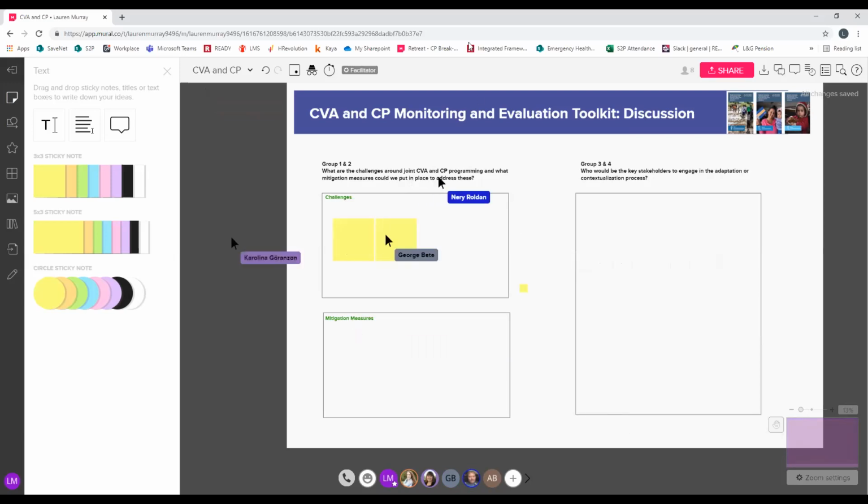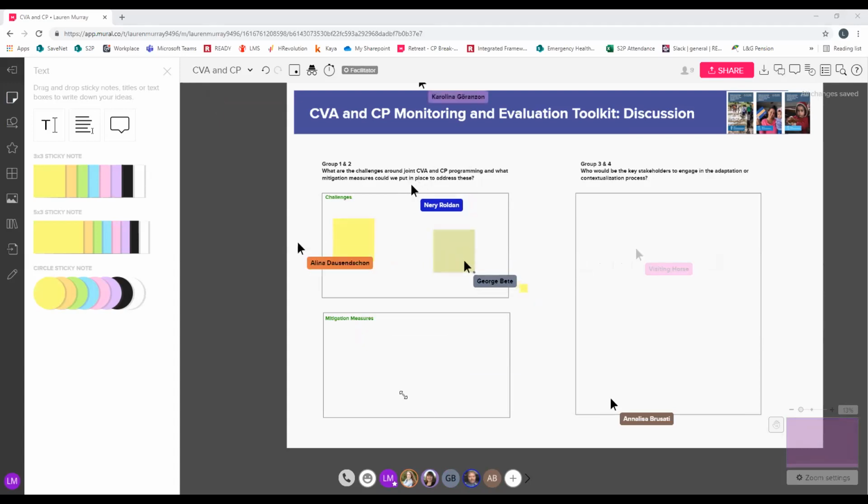So I will now break us into breakout rooms, and you might just have to give me one moment to move some people around, just to make sure we've got a facilitator in each room, but it should be opening up on your screens now.